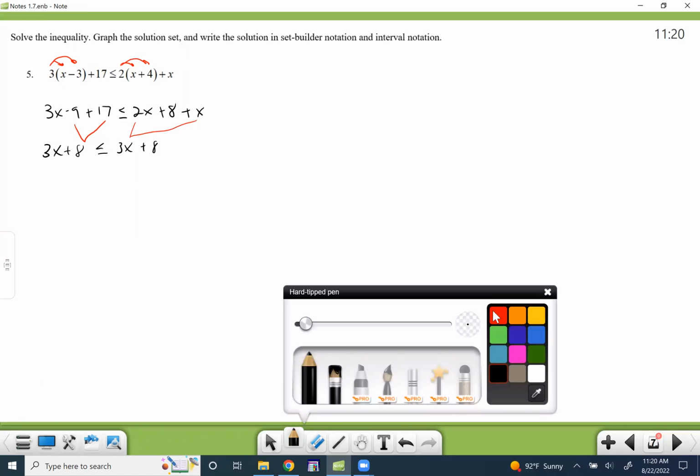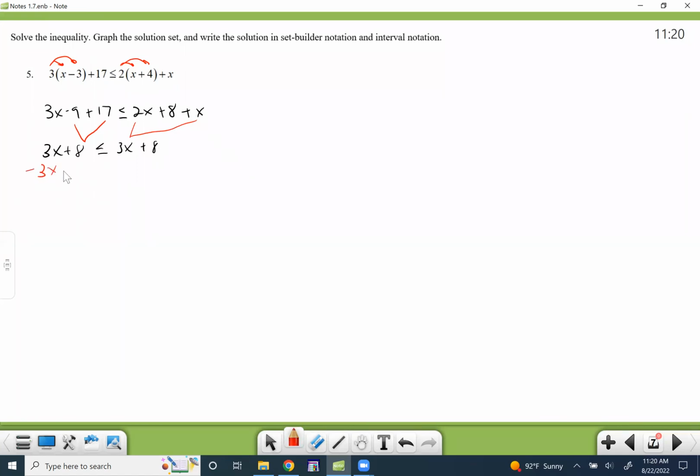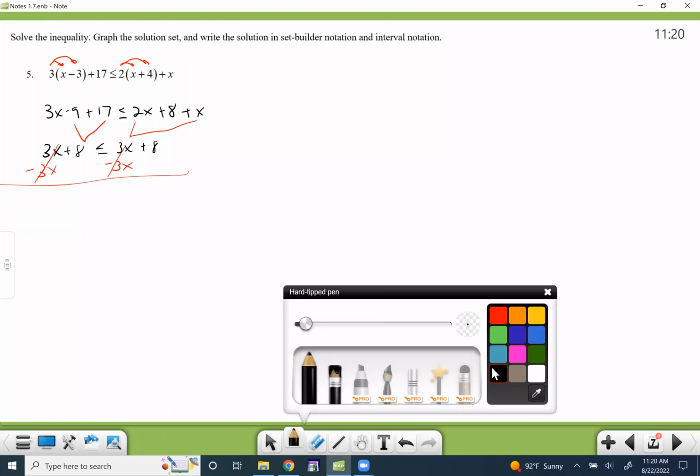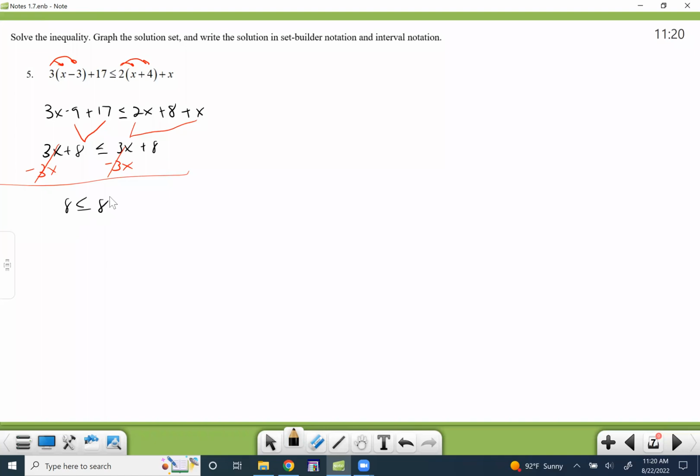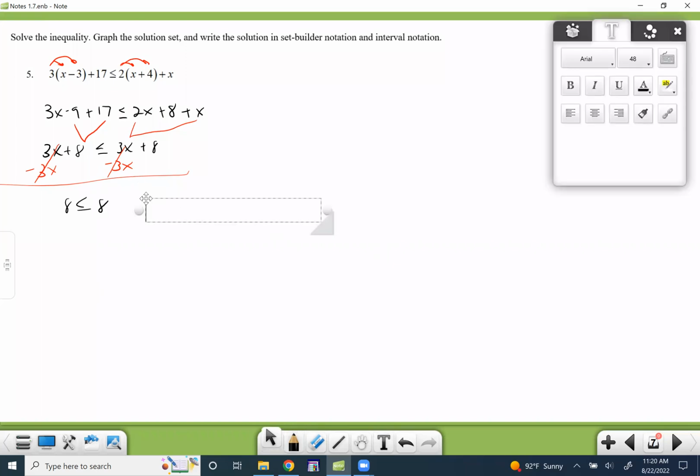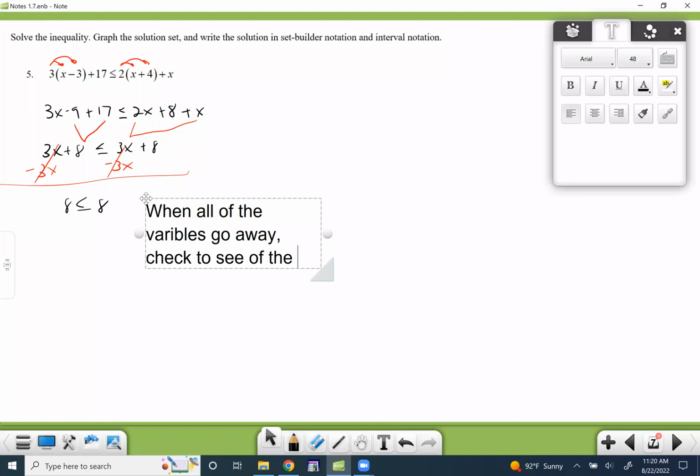Ooh, okay. So this one's weird because when we go to take away the 3x, you'll notice that all the x's fall off the paper and we get this. So when the x's disappear off the paper, when the variables go away, just check to see if the remaining statement is true or false.